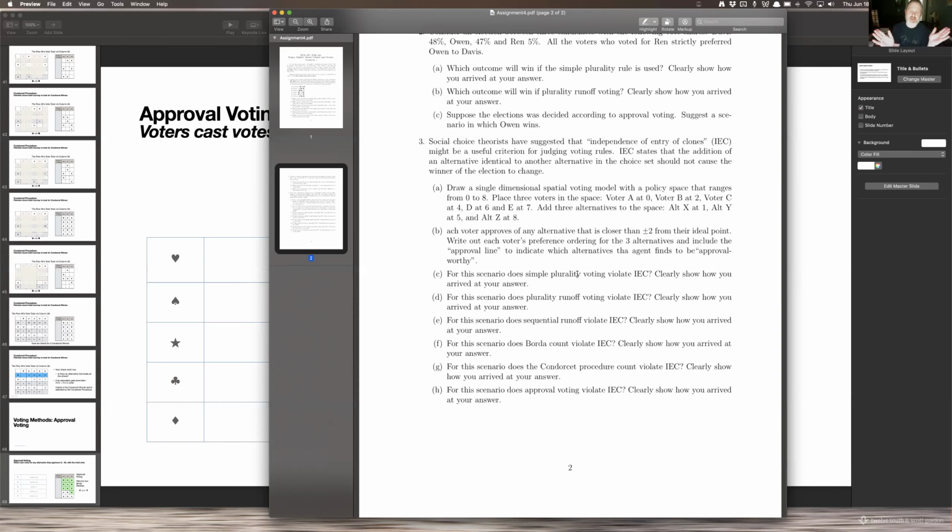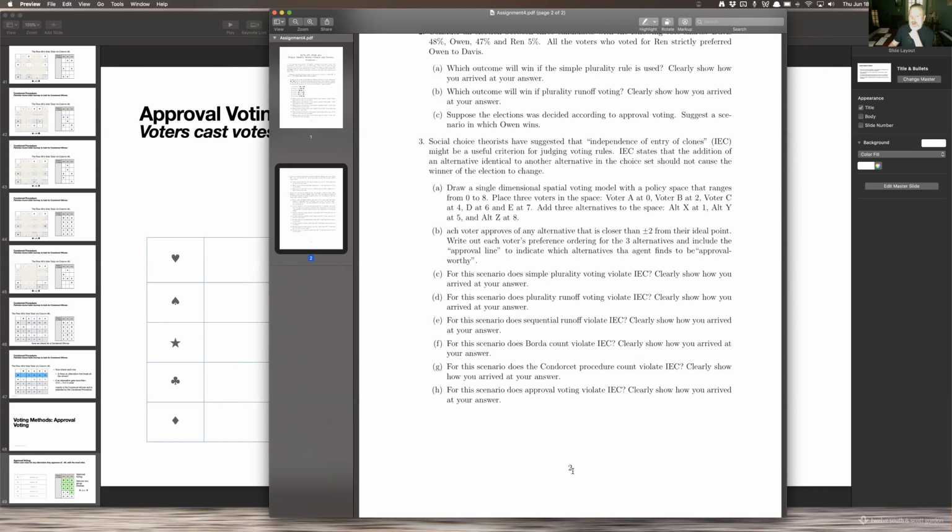So you set up this single dimensional spatial model, and then you say, okay, what would win under plurality? All right, then you add a clone first for the first person and see if it changes the plurality of it. Then you add it for the second person. Does it change the plurality? Then you add it for the third person. So what you're looking for is, does adding a clone of someone change the winner under these different voting rules? For some of them it will, and for some of them it won't.